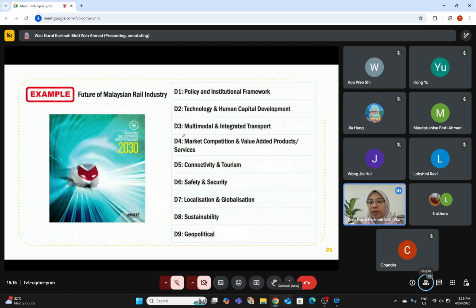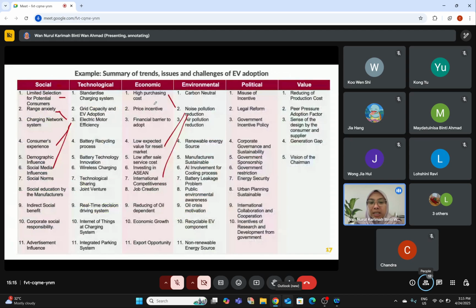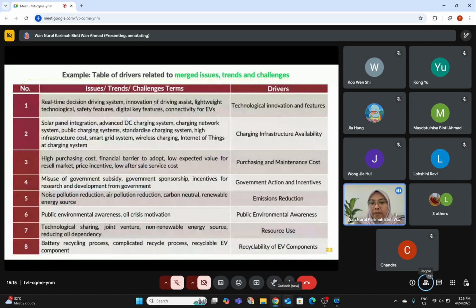So these are the drivers. Kat sini ada contohnya ada 9. And if we take the examples of electric vehicle tadi yang saya dah tunjuk earlier, when we consider different keywords tadi tu, here, these are the keywords, kan. These are the keywords, summary of trends, issues and challenges of EV adoption for each of the STEEPV factor. When we consider the interrelationship, then we come up with the table of drivers related to merge issues, trends and challenges. So kalau kita tengok kat sini, real-time decision driving system, innovations of driving assist, lightweight technological safety features, digital key features, connectivity.